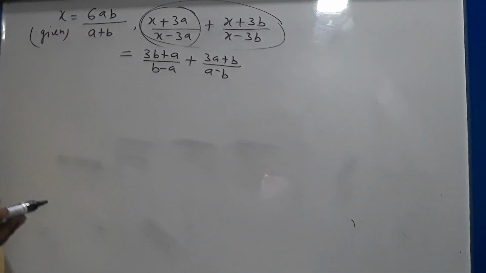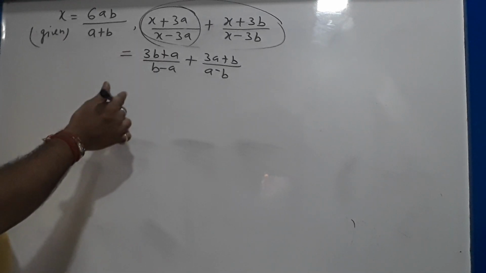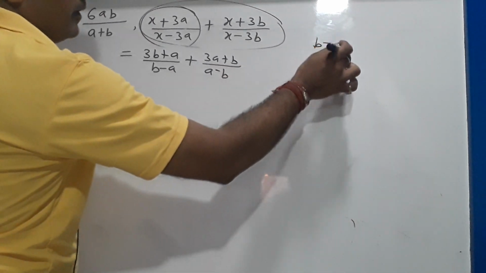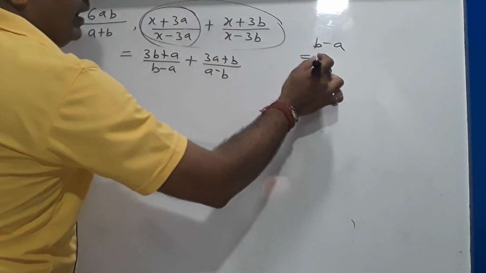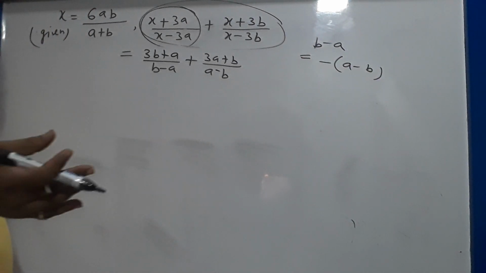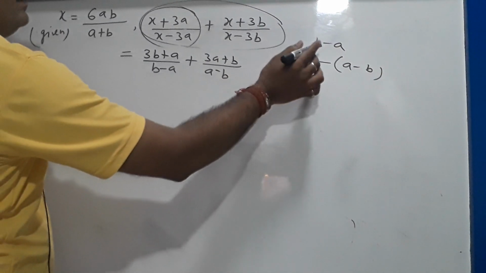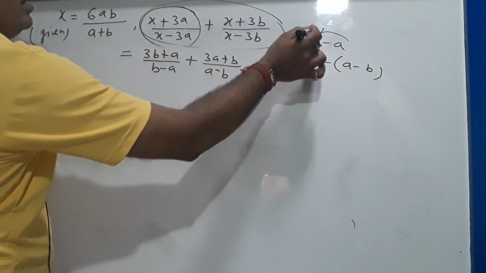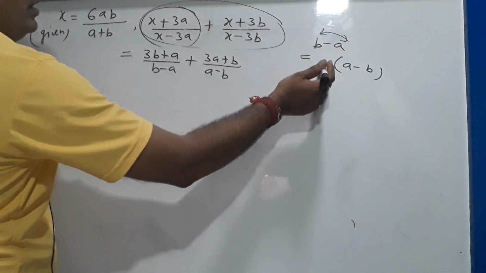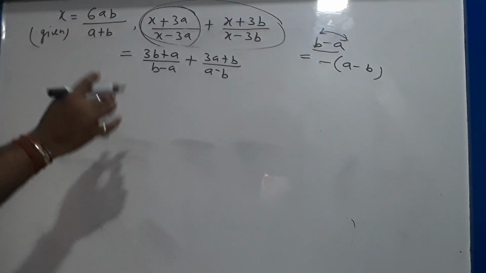Now what is the denominator of both the parts? B minus A and A minus B. Remember, B minus A, I can write as minus of A minus B. When you change the order in subtraction, a minus sign comes outside the bracket. So B minus A can be written as minus outside bracket A minus B. When you change the order, minus sign comes outside.